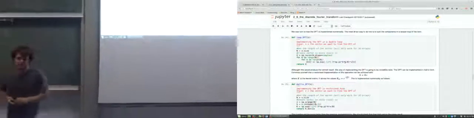Yes. In the matrix case, k always has to equal n. So when you're computing the discrete Fourier transform in practice, k and n are the same length, always. Okay.